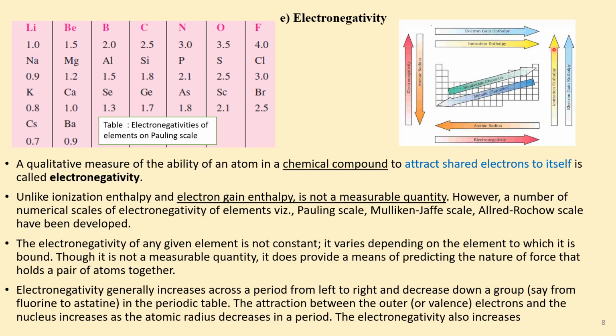Ionization enthalpy. Now electron gain enthalpy. Electron gain enthalpy increases from left to right and increases from bottom to top. Then electronegativity increases from bottom to top and left to right. This is the summary of what we have studied about these items.